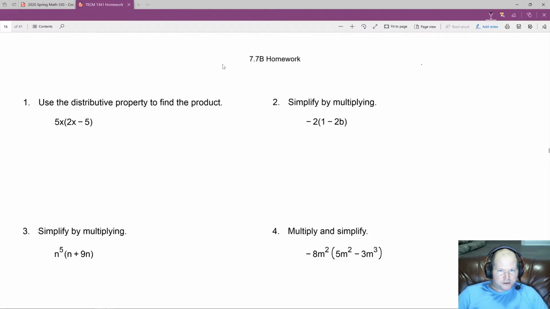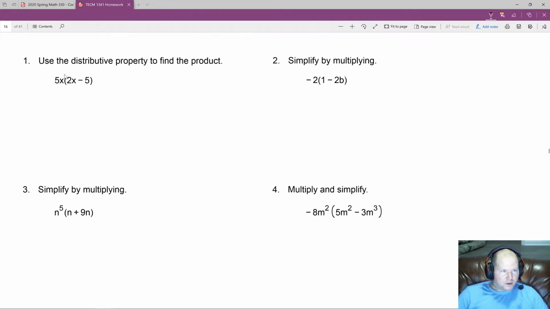Alright, so we're going to do 7.7b homework. Use the distributive property to find the product. Alright, so we are going to simply say 5x multiplied by parenthesis 2x minus 5 in parenthesis. We are going to multiply 5x by 2x.